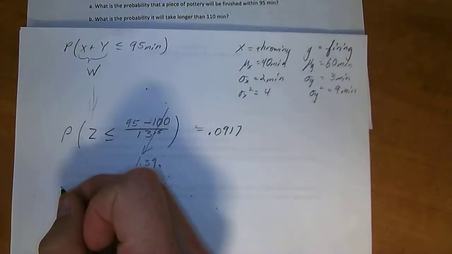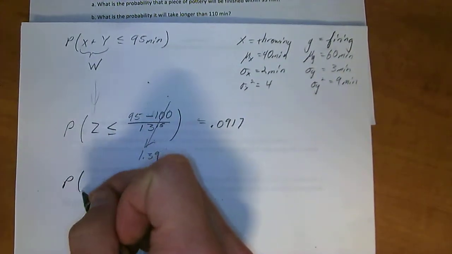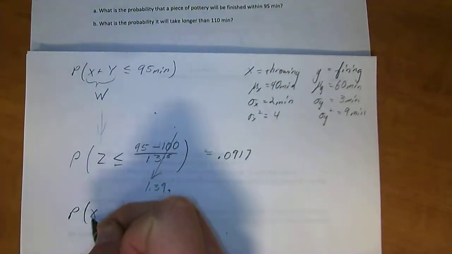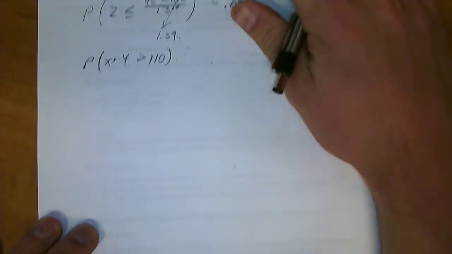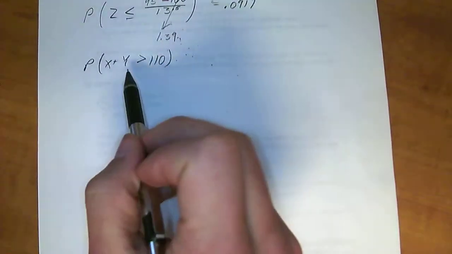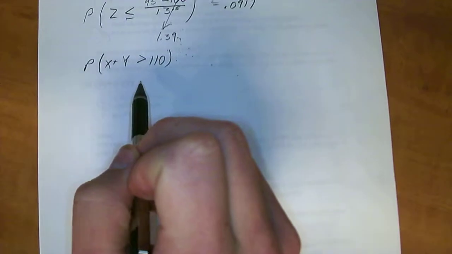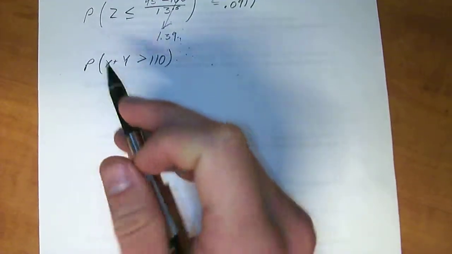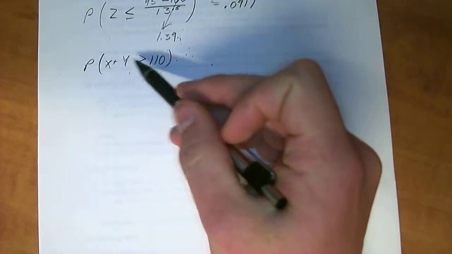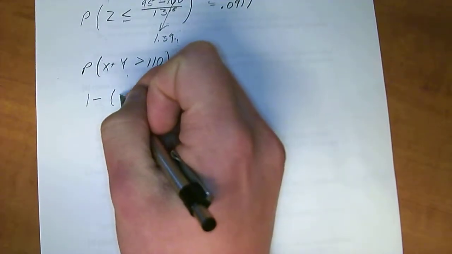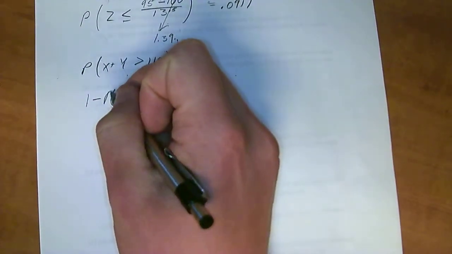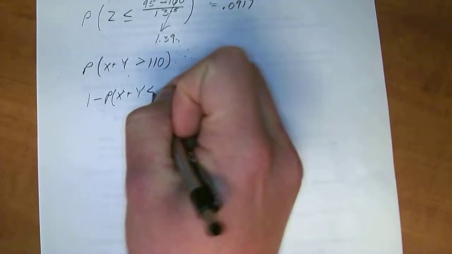Okay, now let's do a little harder one: the probability of x plus y being greater than 110. This one's a little trickier because since x plus y is greater than 110, we don't have a finite limit on x and y, so there's no upper bound for this problem. What you have to do is rewrite this as 100%, all values, minus the probability of x plus y less than 110.